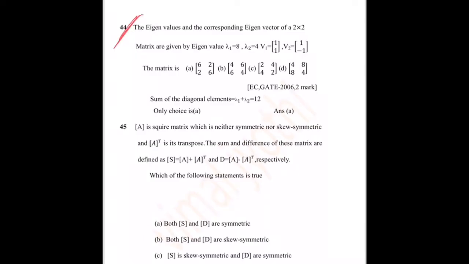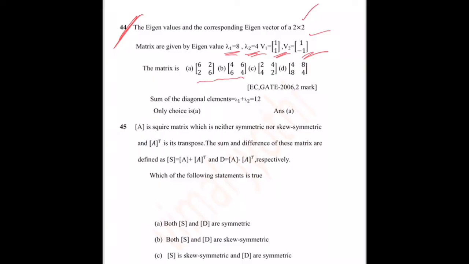The eigenvalues and corresponding eigenvectors of a 2 by 2 matrix are given: lambda 1 equal to 8, lambda 2 equal to 4, and V1 equal to this, and V2 equal to this. The eigenvalues are 8 and 4, and the eigenvectors are V1 and V2. We shall find out which of the matrices has the eigenvalues 8 and 4.